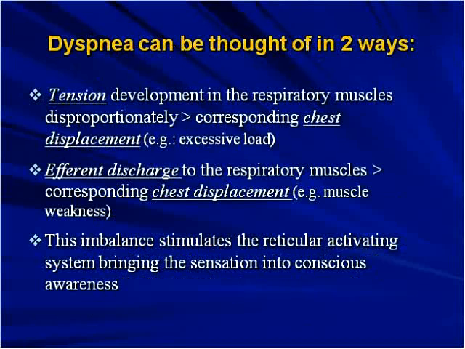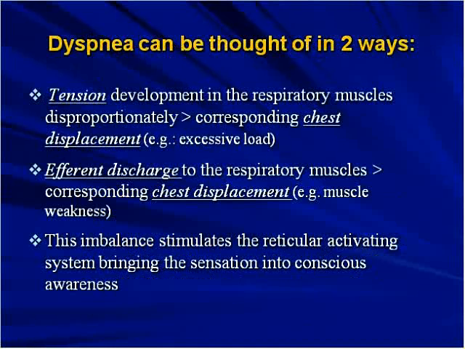Now, dyspnea can be thought of in two ways. First is that it's tension developed in the respiratory muscles that's disproportionately greater than the corresponding chest displacement. And this is related to excessive loads, such as decreased compliance or increased resistance of the chest. There's also a slight variation of that, which is efferent discharge to the respiratory muscles is greater than the corresponding chest displacement.